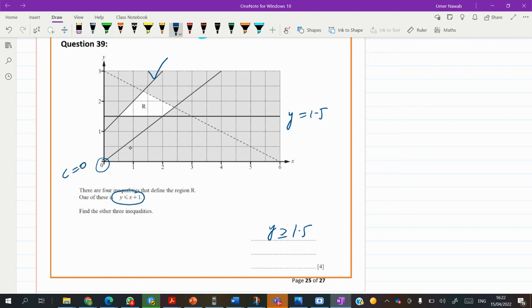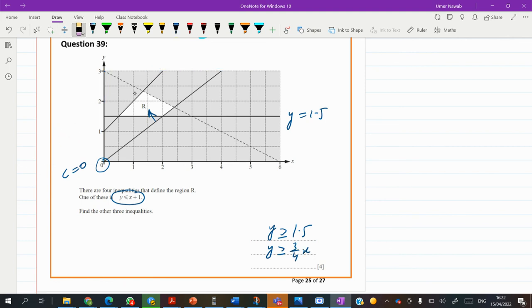And can I check my gradient, boys? My gradient is 3 over 4. So this is 3 over 4. y equals 3 over 4 x plus 0. So the R region is above. So y is greater than or equal to 3 over 4 of x.